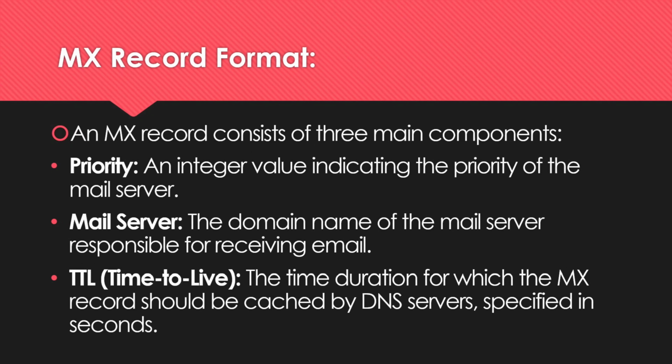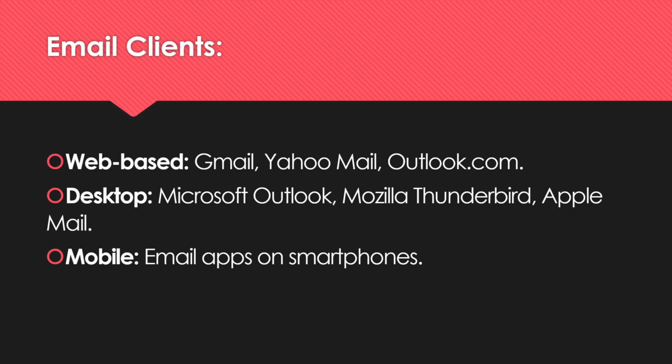Now we will see the MX record format. An MX record consists of three main components: priority, mail server, and TTL or time to live. Priority, an integer value indicating the priority of the mail server. Mail server, the domain name of the mail server responsible for receiving the email. TTL or time to live, the time duration for which MX records should be cached by DNS servers, specified in seconds.